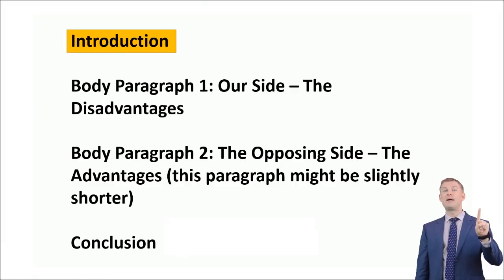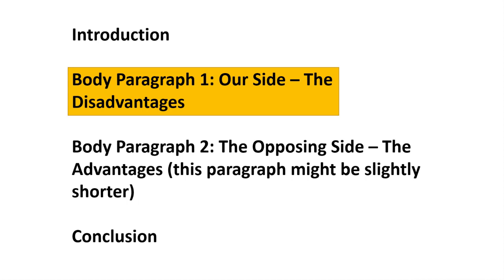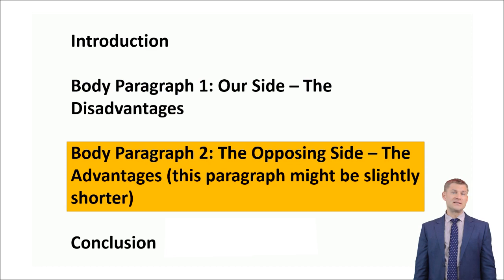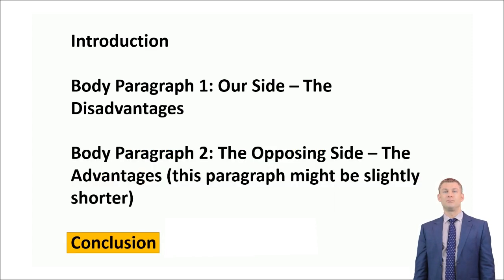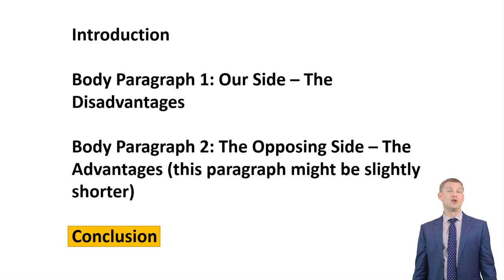Firstly, paragraph 1, introduction. Secondly, body paragraph 1. This is talking about our side of the argument, which we're supporting, and in this case, the disadvantages. Body paragraph 2 is the opposing side, in this case, the advantages. The body paragraph 2 might be slightly shorter. Finally, the conclusion. Let's look at this in a little bit more detail.